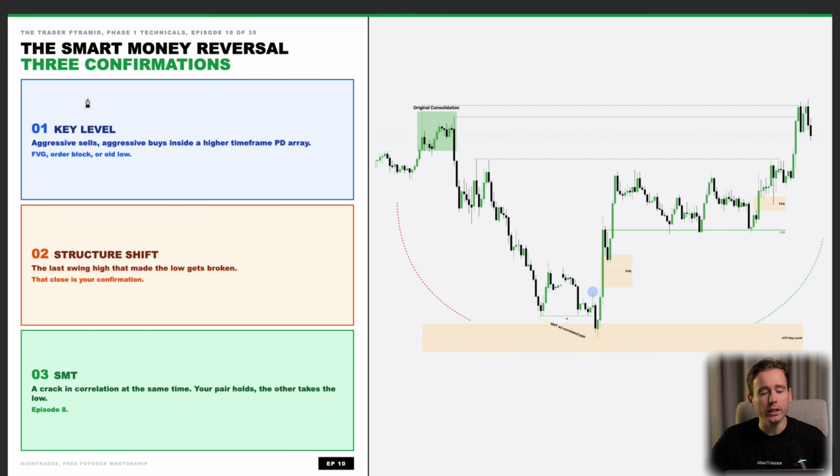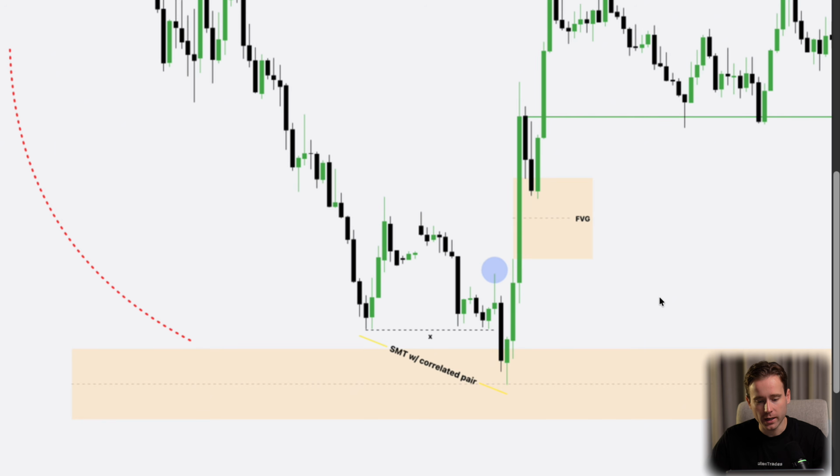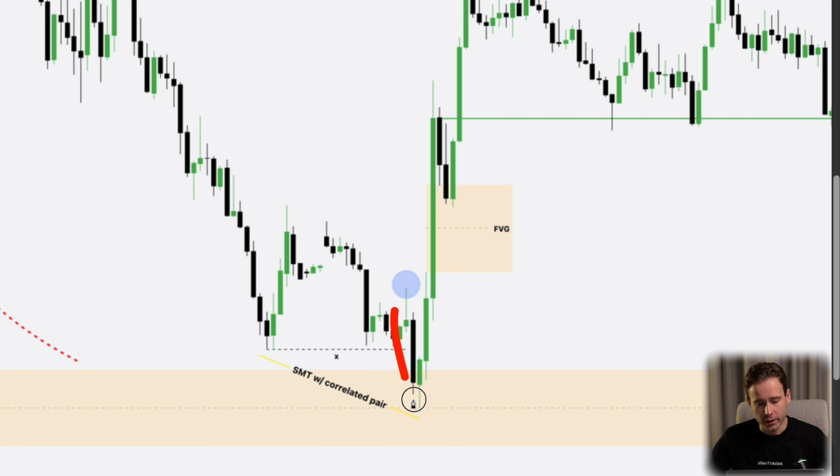And I'll give you 3 confirmations. The first confirmation is the key level. You need aggressive sells and aggressive buys, a V-shaped recovery basically, inside a higher time frame PD array. Fair value gap, order block, old low. If we zoom in on this price action, we see that we have aggressive sells and aggressive buys. We have an inversion fair value gap sitting here. We have a fair value gap sitting here. We have a market structure shift sitting here. There's a clean reaction after a liquidity sweep inside the key level.